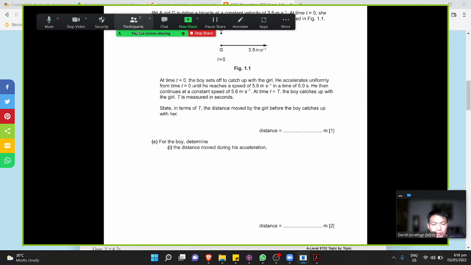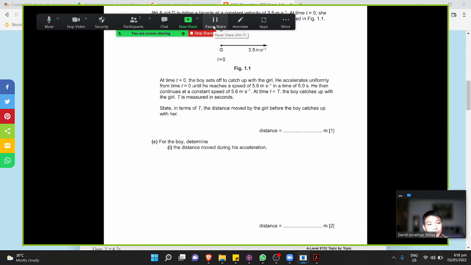He accelerates uniformly from time t equals 0 until he reaches a speed of 5.6 meters per second in a time of 5.0 seconds. He then continues at a constant speed of 5.6 meters per second. At time t equals T, the boy catches up with the girl. T is measured in seconds. State in terms of T the distance moved by the girl before the boy catches up with her.